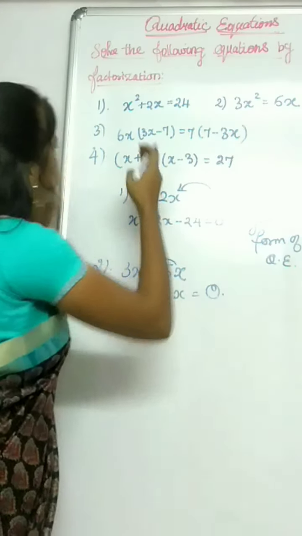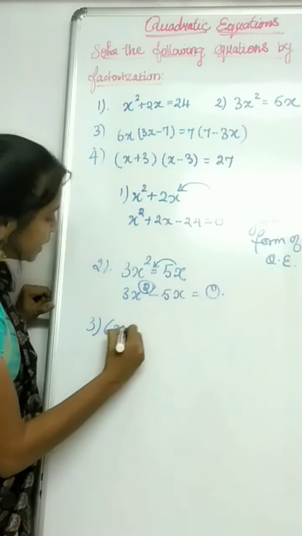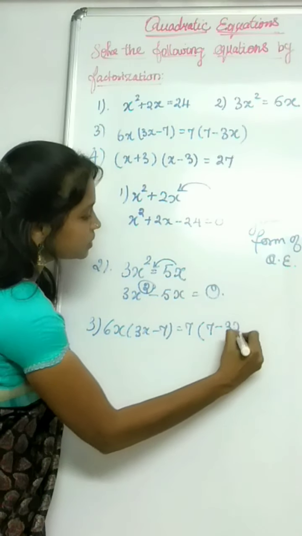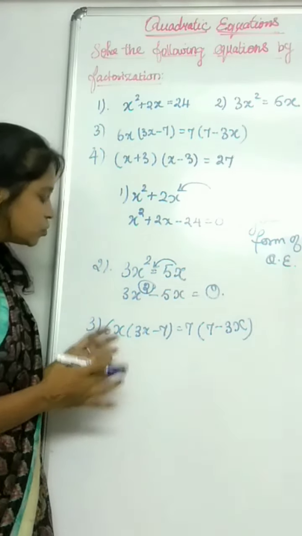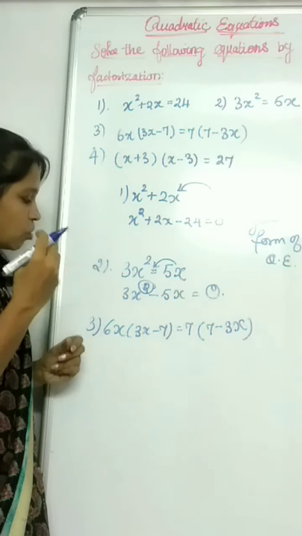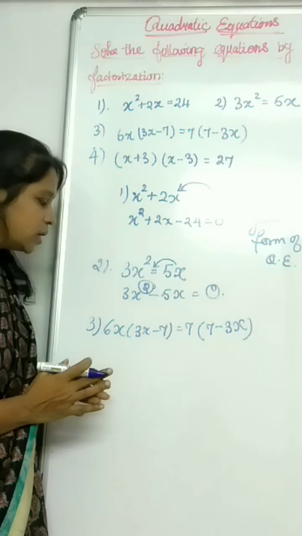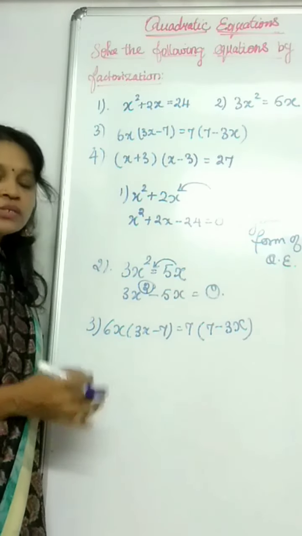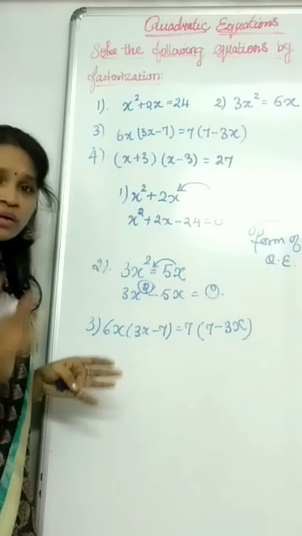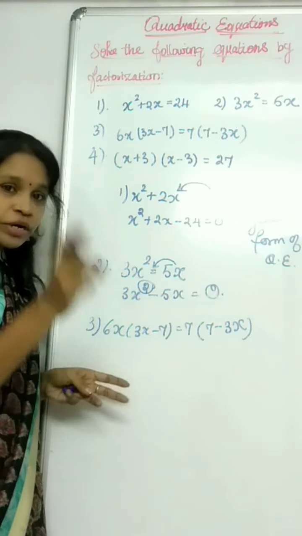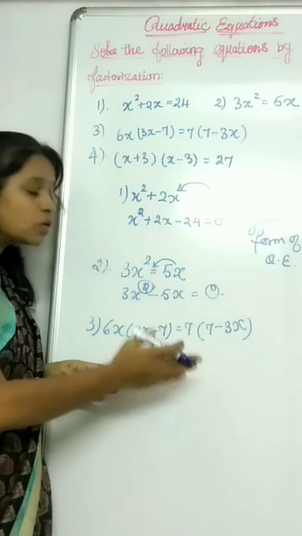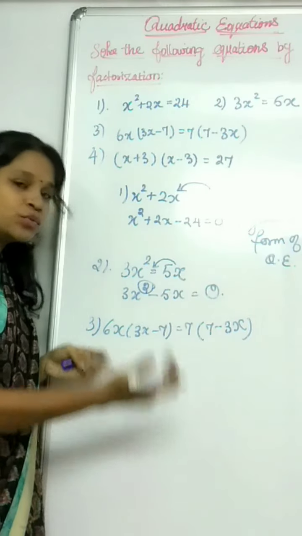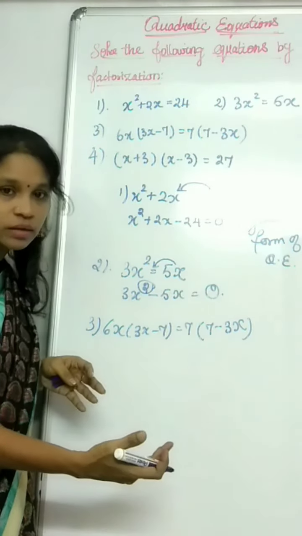Simply you can take the common factor outside, and then we can easily solve this to get the answer for x. And then your third problem is 6x into 3x minus 7 is equal to 7 into 7 minus 3x. Now we have to think over whether it is quadratic or not, because here we don't see degree 2, we have only the x term. So after looking at the problem, you should not decide that it is not quadratic. I already told you that you have to completely solve the expression, and according to the answer you finally arrive at, you can judge whether it is a quadratic equation or not.